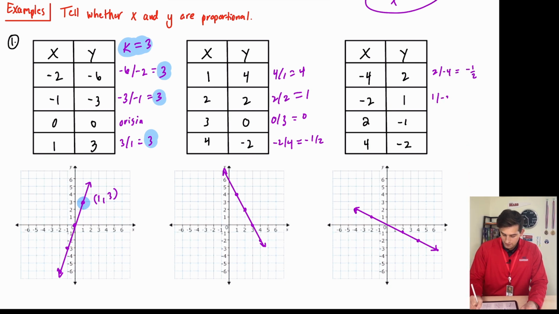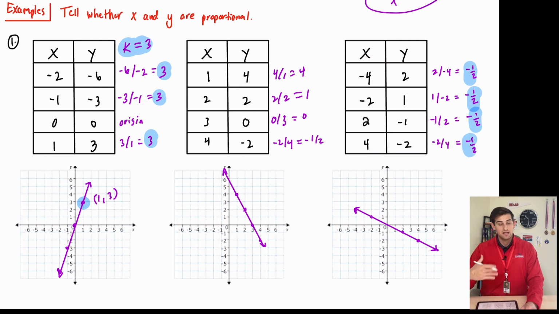1 divided by negative 2 would also be negative 1/2. Negative 1 divided by 2 is also negative 1/2, and negative 2 divided by 4 is also negative 1/2. So all of those quotients are the same, and that tells me yes, this relationship is proportional, and the constant of proportionality, which is k, is equal to negative 1/2. That's how you can tell if a relationship is proportional by looking at the graph, and also how you can identify the constant of proportionality.